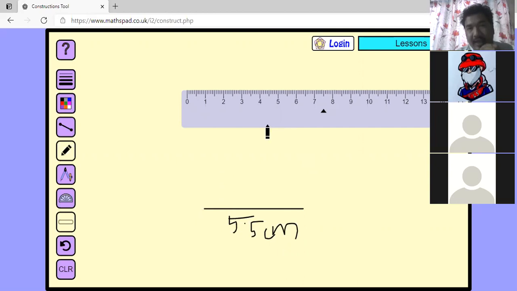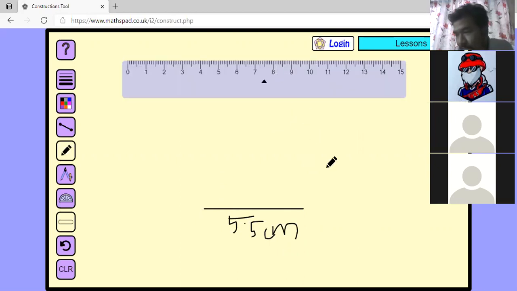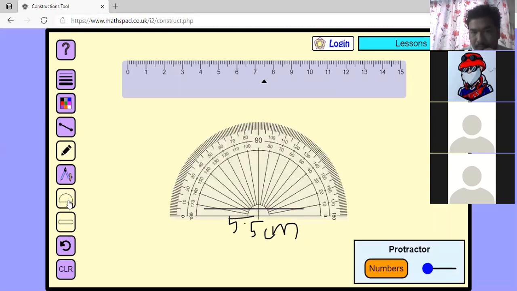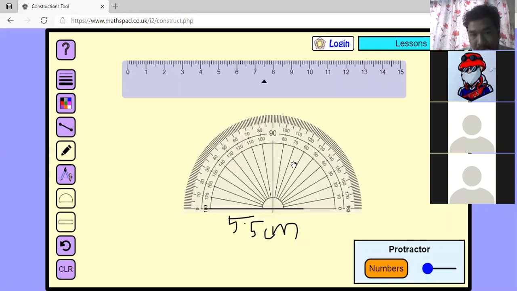Okay, children. Now look at what the question is asking: construct the regular pentagon with the following length of sides by finding the interior angles. We found the interior angle. Now we can take the help of a protractor. Now we know how to draw the angle.